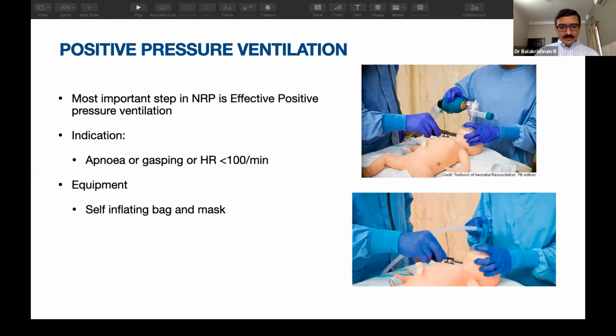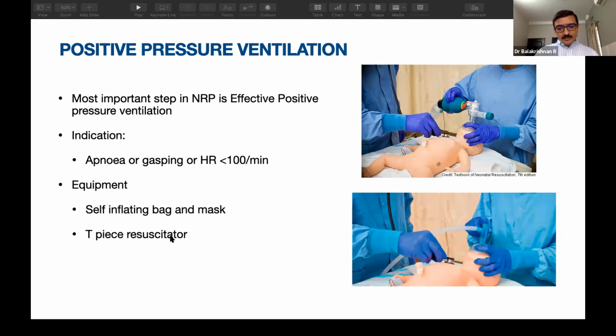The equipment that can be used is a self-inflating bag and mask. The main advantage of bag and mask is it's easily available, it's very economical, and we don't need any compressed source of gas. But the disadvantage of the self-inflating bag is we're not able to provide PEEP, and we're not able to titrate or measure the amount of peak inspiratory pressure that we're delivering to the baby.